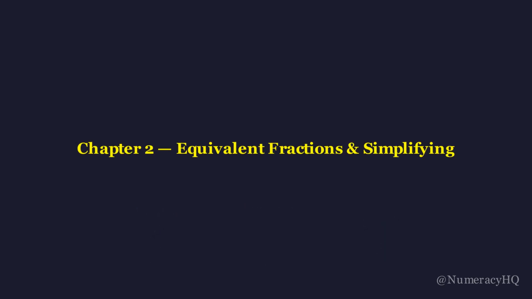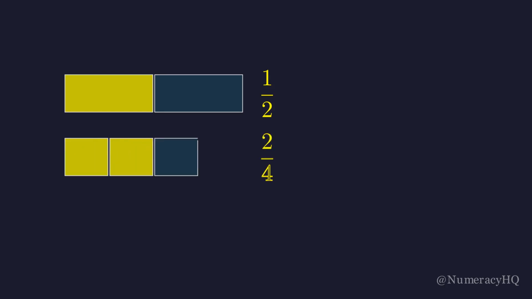Chapter 2. Equivalent fractions and simplifying. Look at these 2 bars. One shows 1/2, the other shows 2/4. The shaded areas are identical. Different fractions, same value. These are called equivalent fractions. You can create equivalent fractions by multiplying the numerator and denominator by the same number. 1/2 multiplied top and bottom by 3 gives 3/6. The value hasn't changed, only the way it's written.